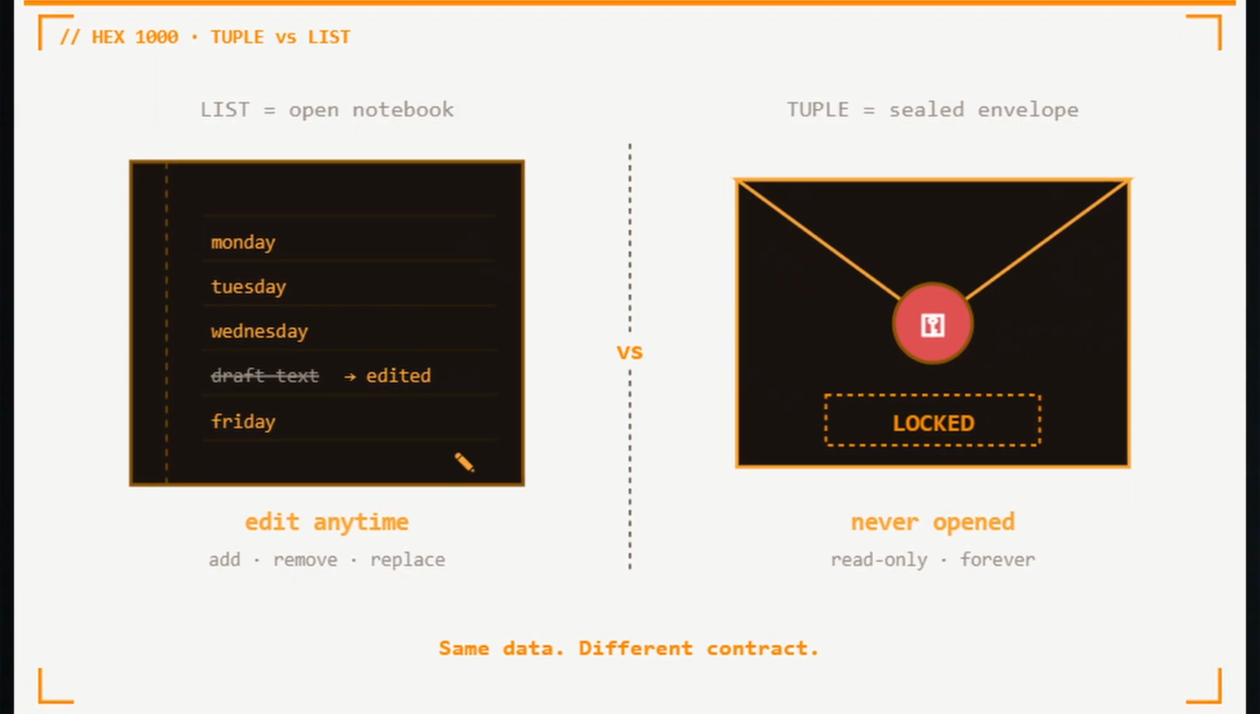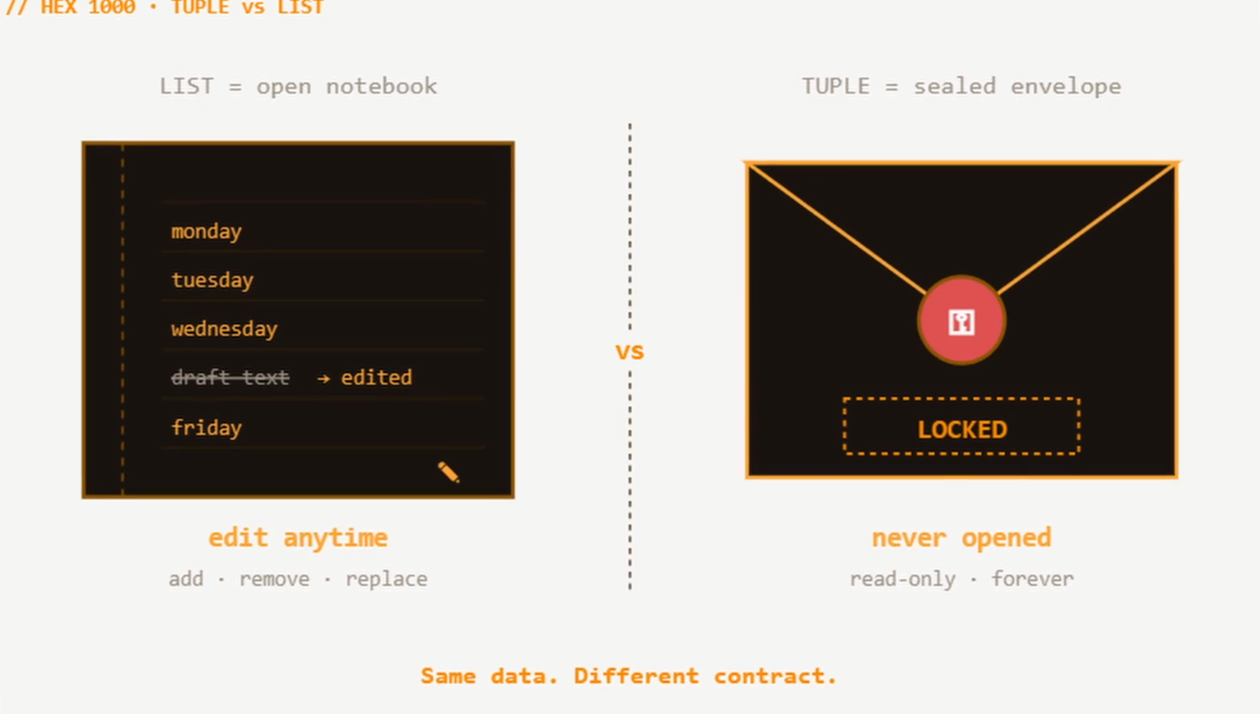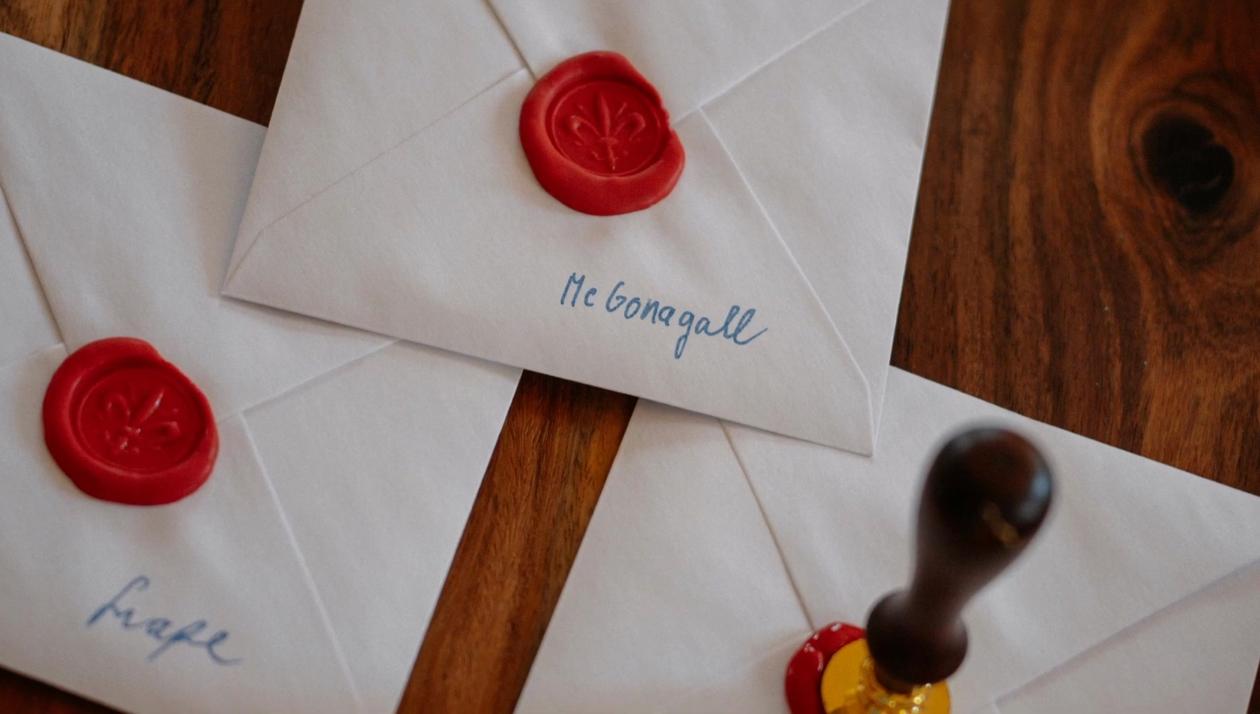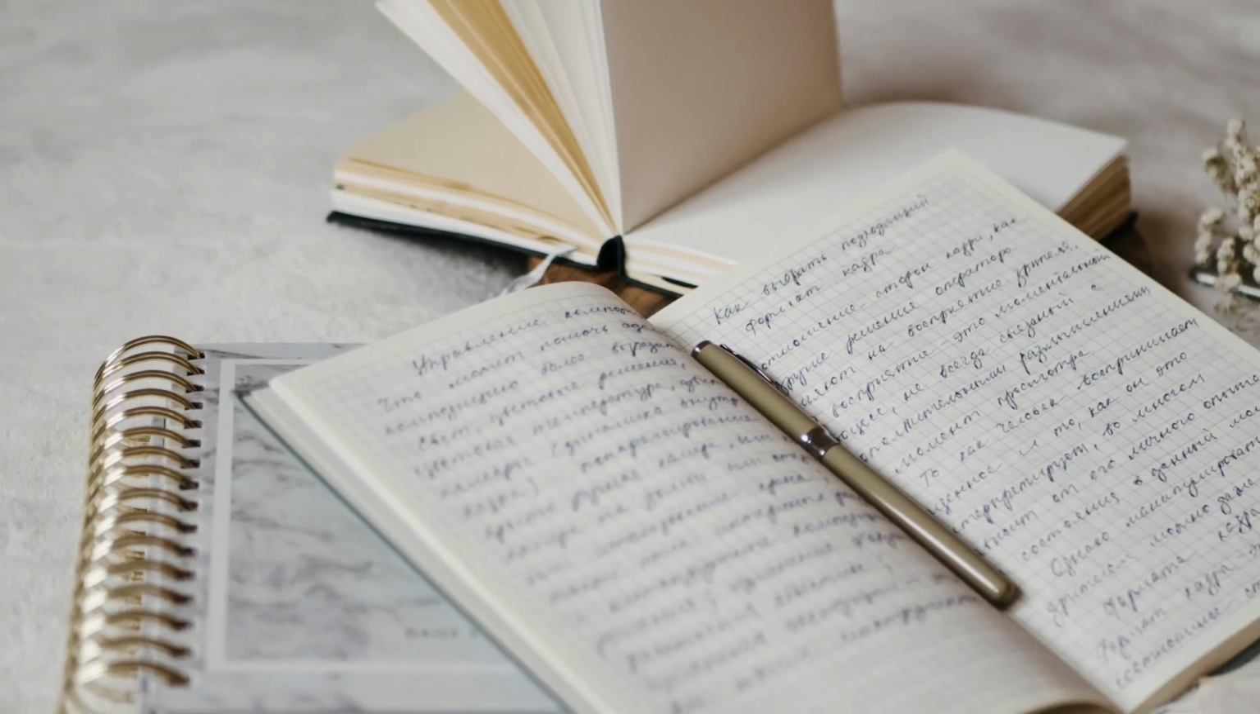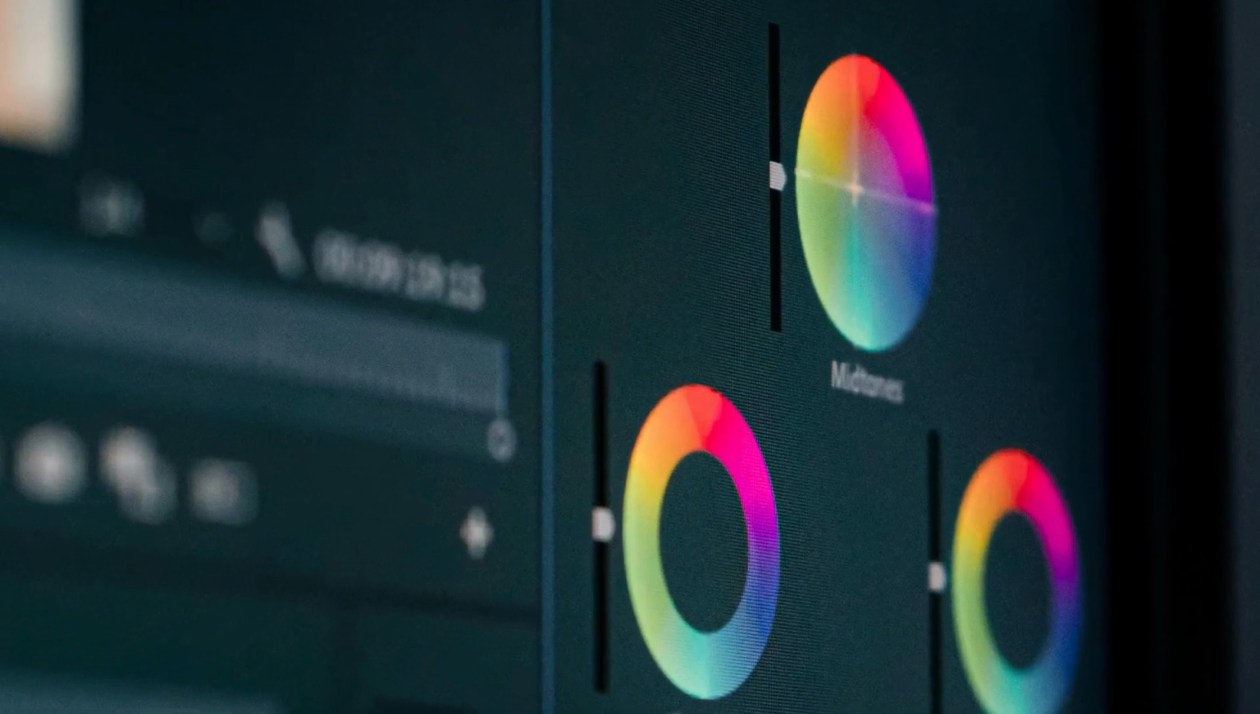Because immutability isn't a limitation. It is a contract. Tuples give you three things lists can never give you. One, integrity. If a value is in a tuple, you know it hasn't been touched since creation. It is the difference between a sealed envelope and an open notebook. Two, grouping. A tuple says these values belong together as one thing. Coordinates, RGB colors, a first name and a last name. They are not a list of separate items. They are one structured unit.